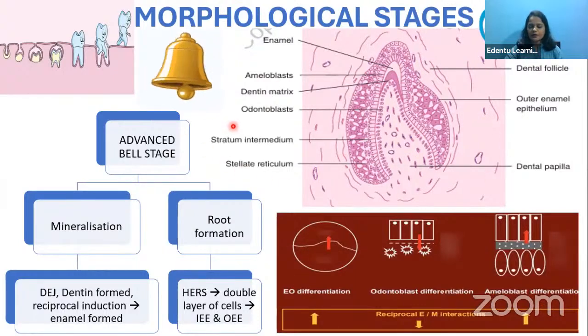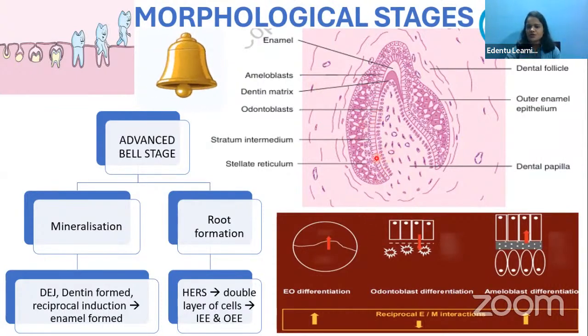And now let's move on to the advanced bell stage. So in the advanced bell stage, mainly two things are happening. The one thing that is happening is the mineralization. So the hard tissue is laid down and it is getting mineralized. Lots and lots of inorganic content and organic content is getting deposited in these hard tissues and it is getting mineralized. And the other main thing that is happening in this advanced bell stage is the root formation.